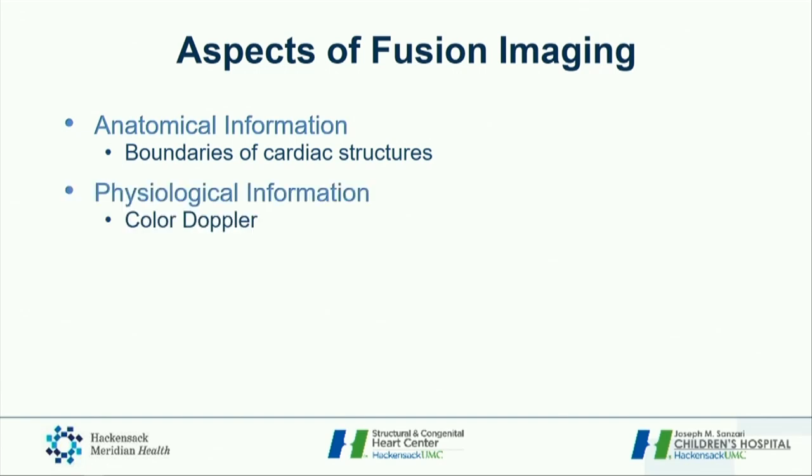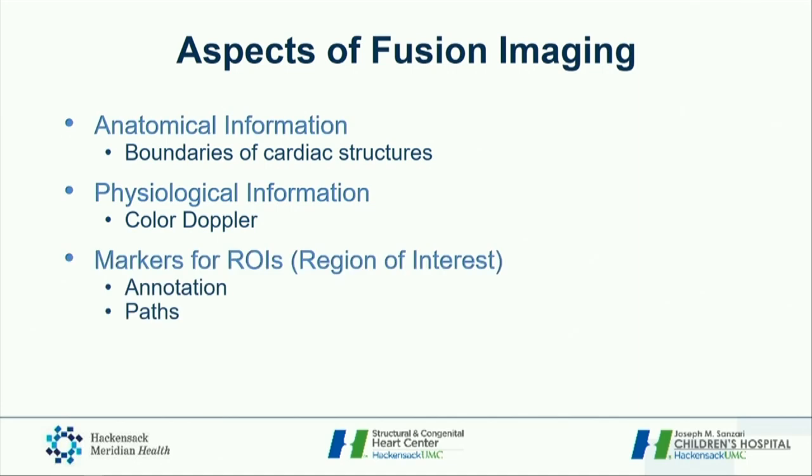Oftentimes we can use more physiological information, especially color Doppler. If you want to locate the paravalvular leak or understand how much leak is left, it gives added information. One of the most useful features of fusion imaging is the ability to identify regions of interest. If you want to go after paravalvular leaks, you want to know in three-dimensional space exactly where it is. So you can annotate these areas of interest in one of the modalities and overlay them onto fluoroscopy, so you have a region of interest to direct your catheters.